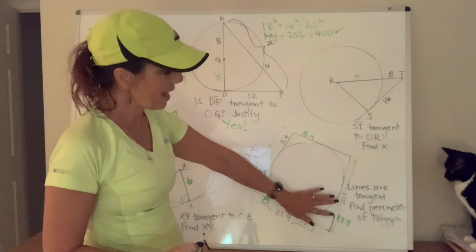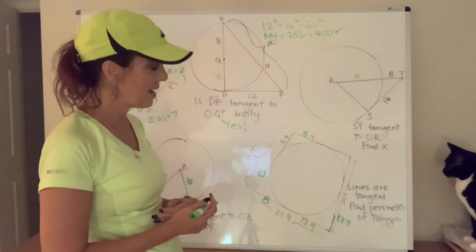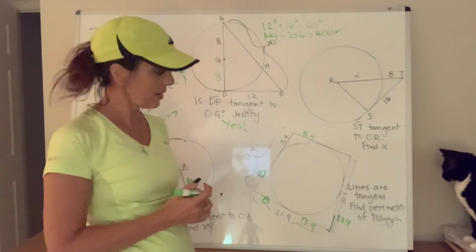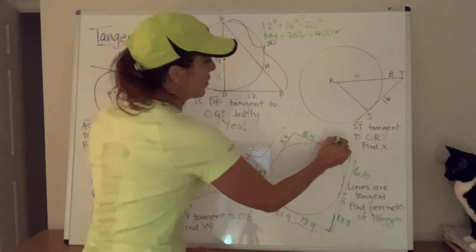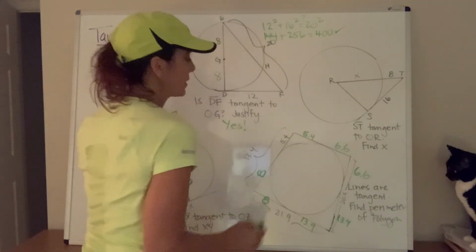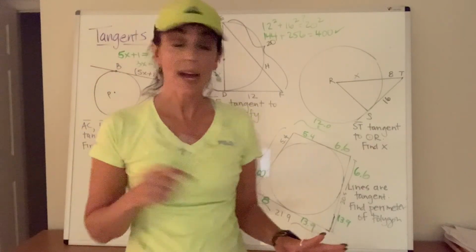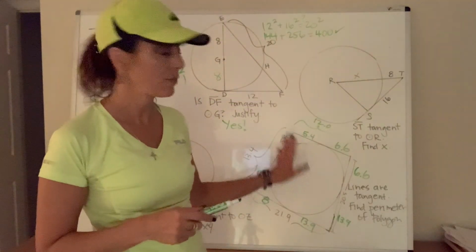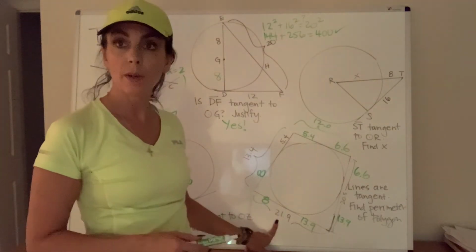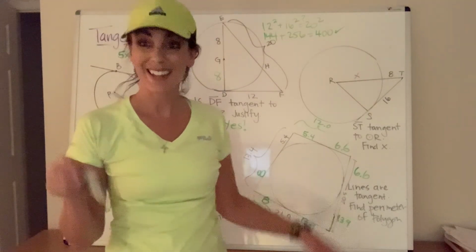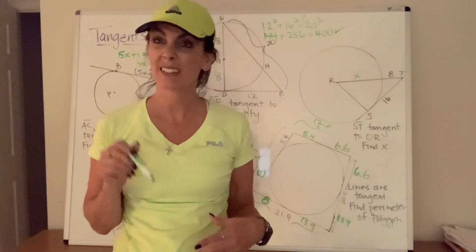And if I take that from 20.5, what's that going to give us? 6.6. Okay, and so that's my missing piece right there. So then all I have to do is add up what I've gotten for my side lengths. 12, 13.4, 21.9, and 20.5. And I think that all sums up to 67.8.